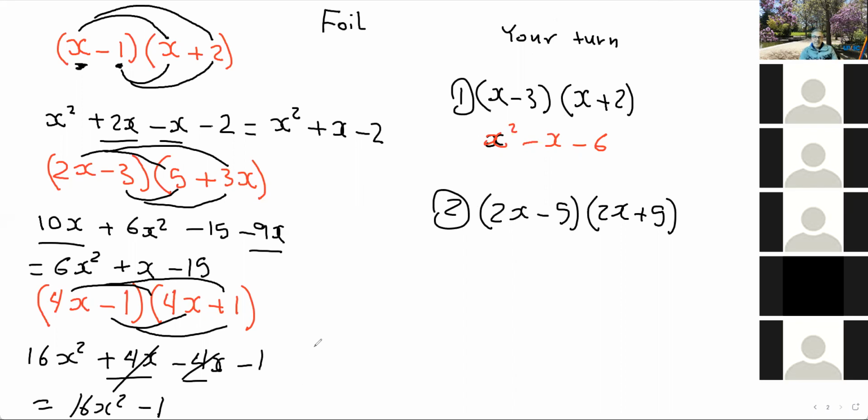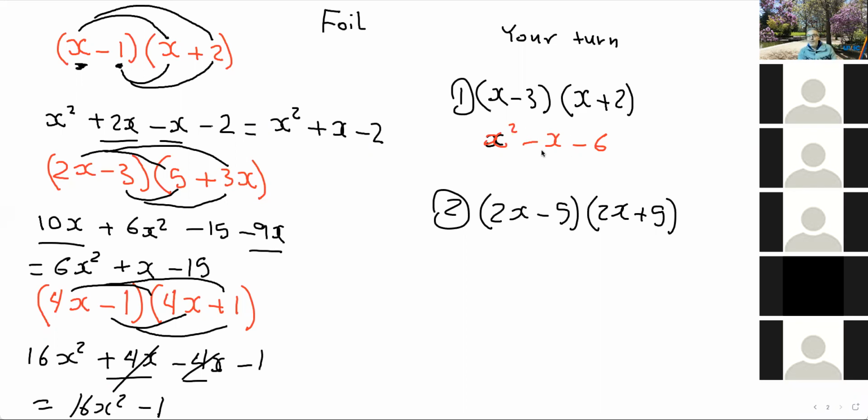You want me to show you a shortcut? Here it is. X times x is x squared. Negative 3 plus 2 is negative 1, so that's going to be negative 1x. And then negative 3 times 2 is negative 6. When there are no numbers in front of the x, you could take that shortcut. But when there are numbers, you cannot take it.